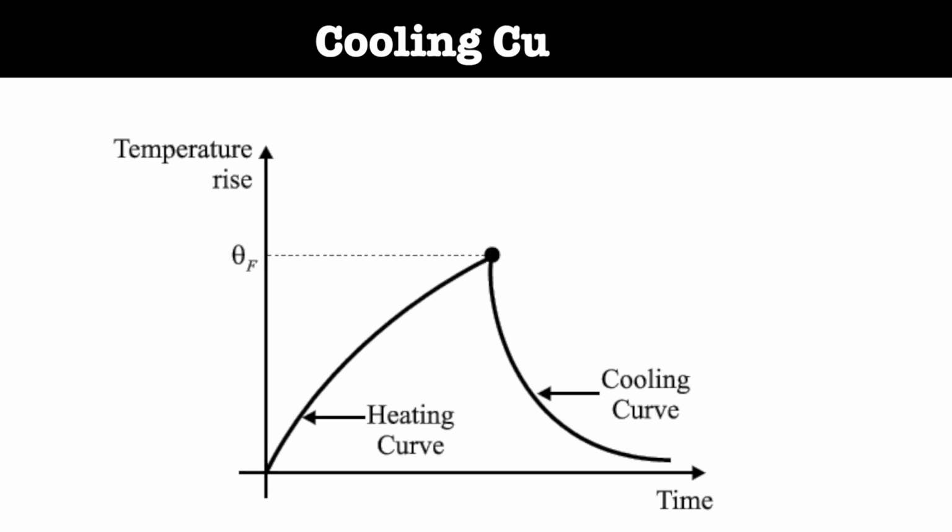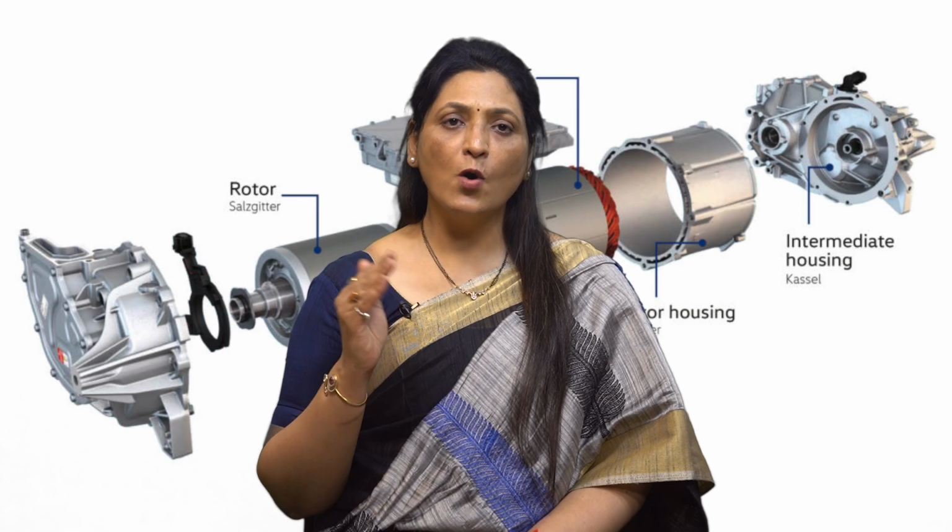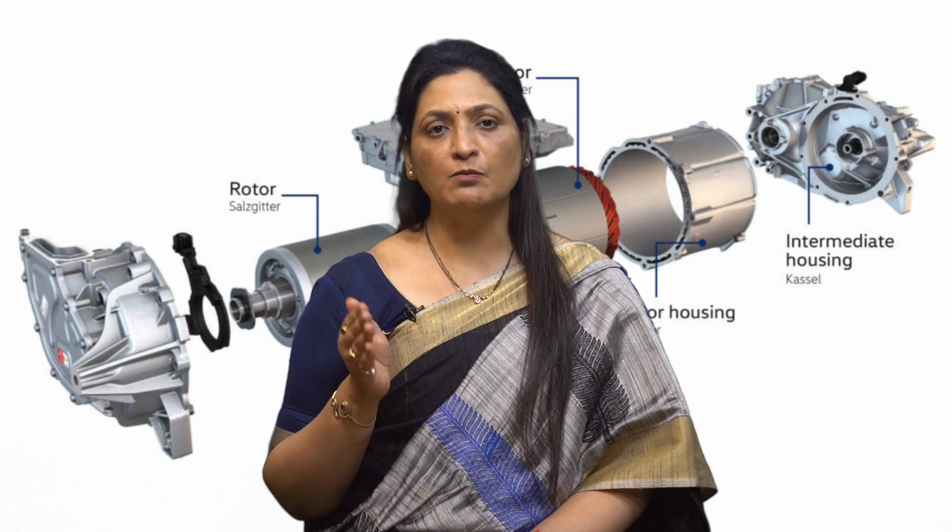When the machine is switched off from the main supply or when the load on the motor is reduced, the machine cools. So, the curve that is plotted is known as a cooling curve. The expression for the cooling curve is shown, and it also shows that the cooling curve is exponential in nature. Let us see what the standard ratings for the motors are.